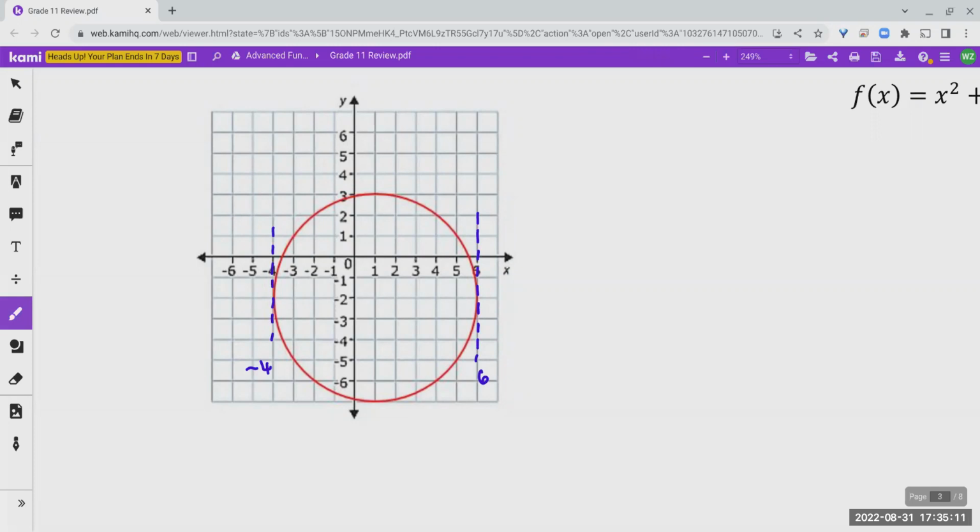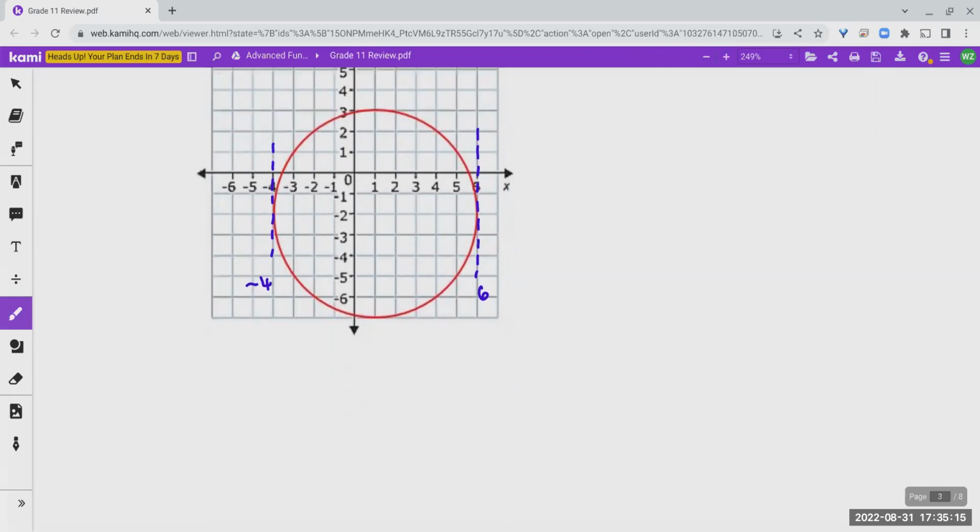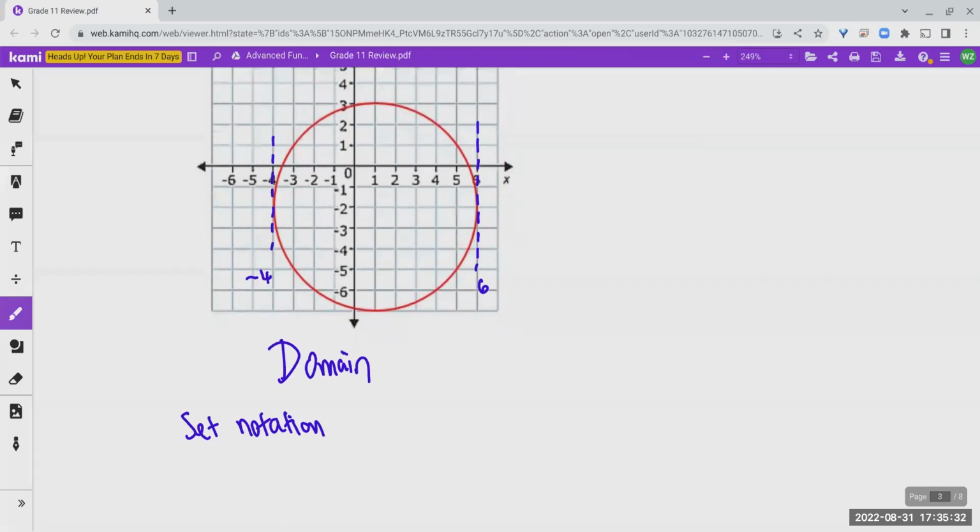And there are two methods of doing that. One of them is set notation and the other one is interval notation. So I'm going to show you both because people use them interchangeably, and you need to know both because, well, in the future when you do math, you're going to see both. So let's start with set notation. Okay, so how do you write the domain?